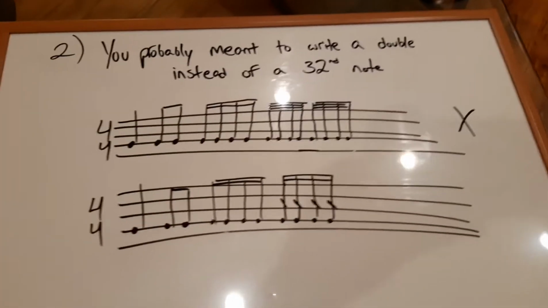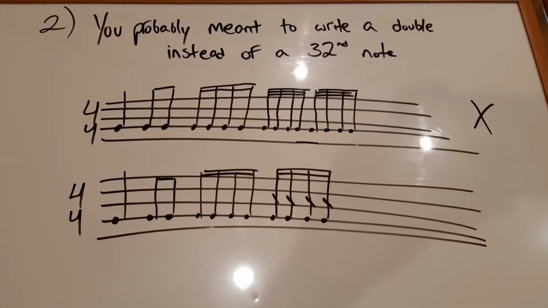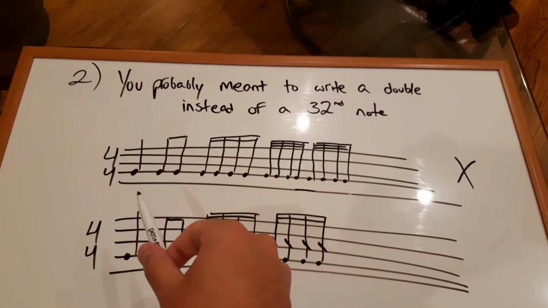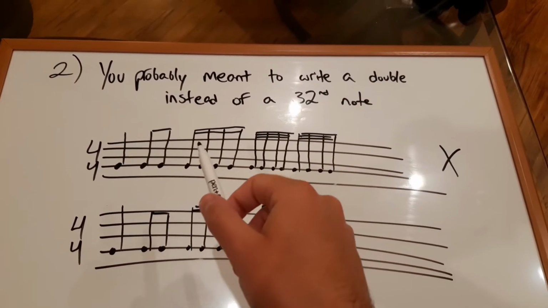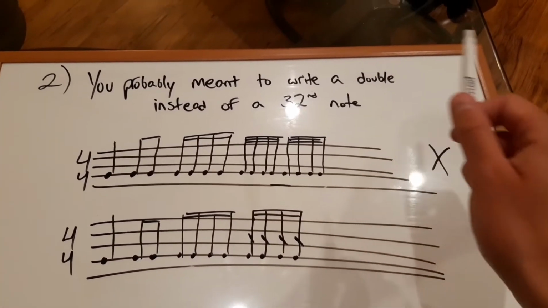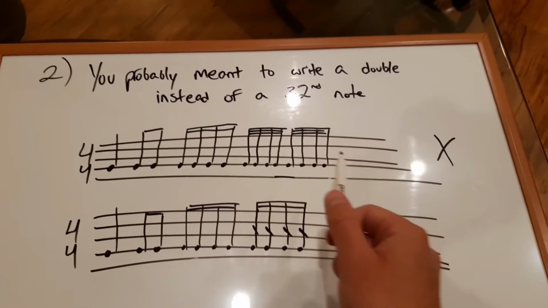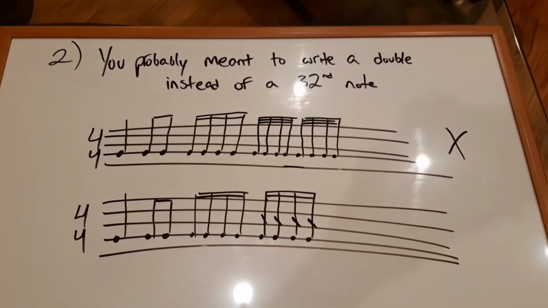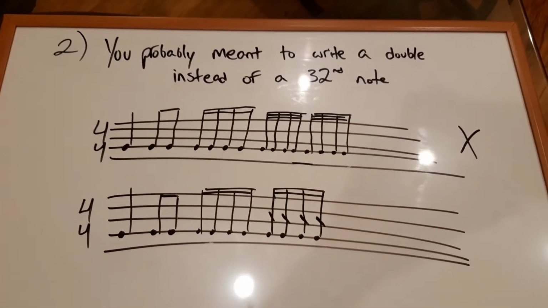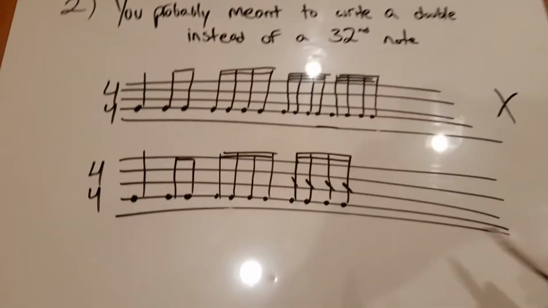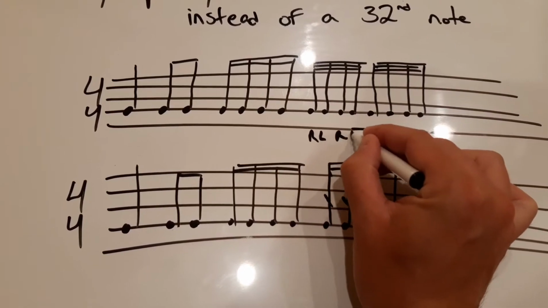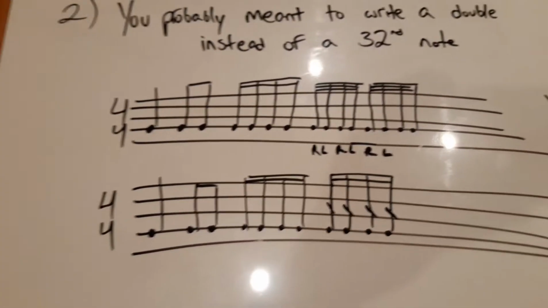Okay, so the second thing is you probably meant to write a double instead of a 32nd note. So the first example we have here is ta, ta, ta, ta, ta, ta, ta, taka, taka, taka, taka. Rhythmically accurate, but very rarely are you going to see that. Particularly 32nd notes. And the reason we don't usually use 32nd notes is because we end up using alternating hands. So we end up actually having right, left, right, left, right, left, like that.